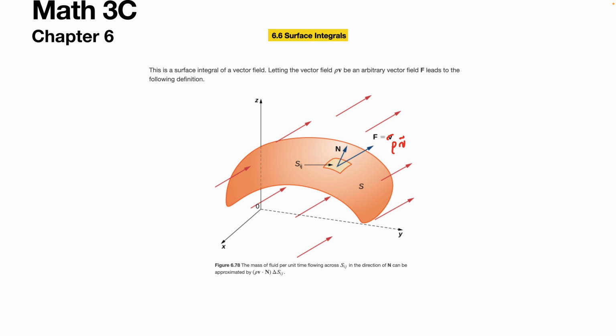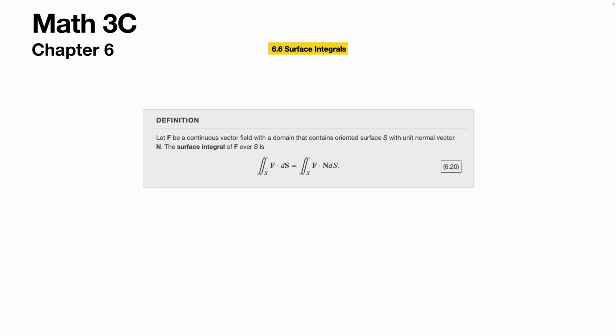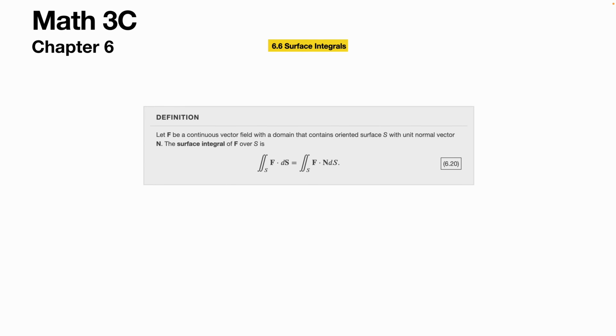Here's just another picture where our surface is given in orange, and we can now clearly see these red vectors representing the vector field, and then this black vector being the normal direction of the surface. Okay, so here's what I was mentioning just a second ago. Let's write both of these down: a double integral over S, and then another double integral over S.